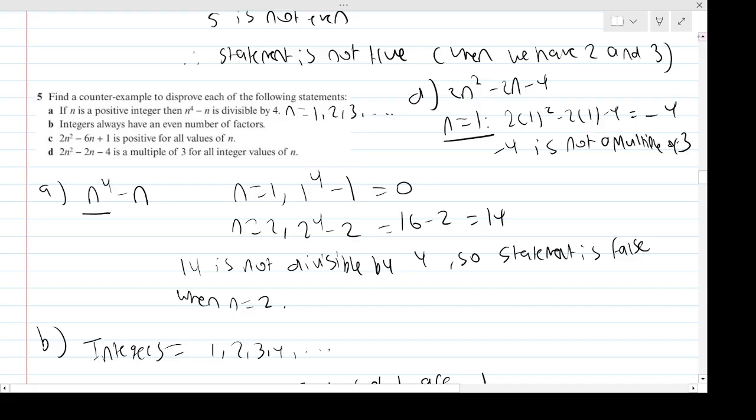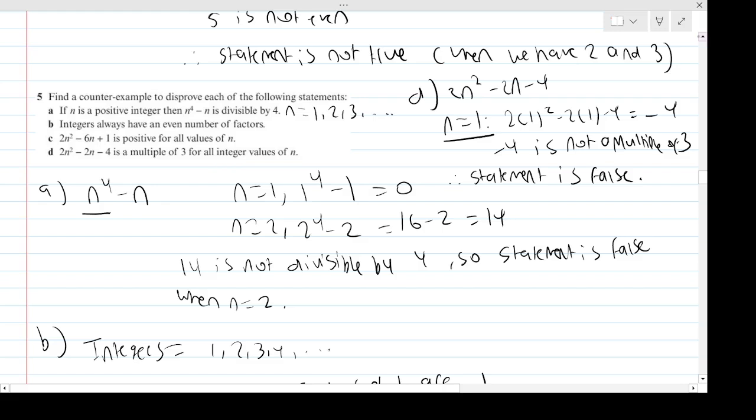Negative 4 is not a multiple of 3. So again, the statement is false when n is 1. So again, we found an example, an integer value of n, which is 1, that means it is not a multiple of 3.